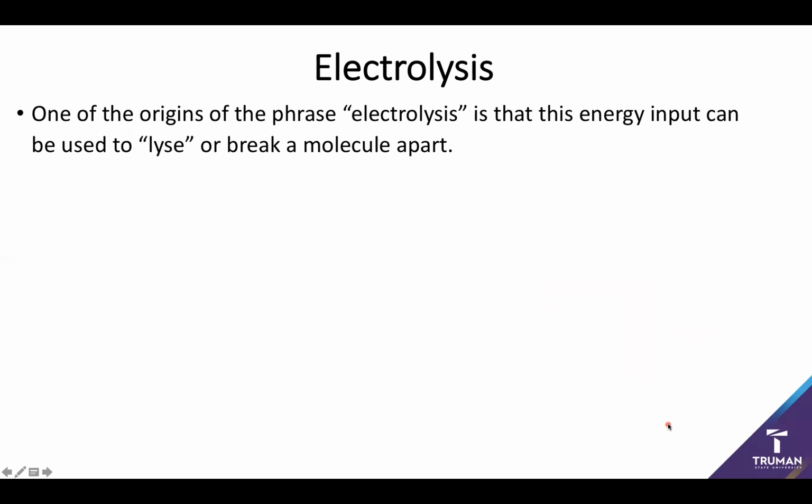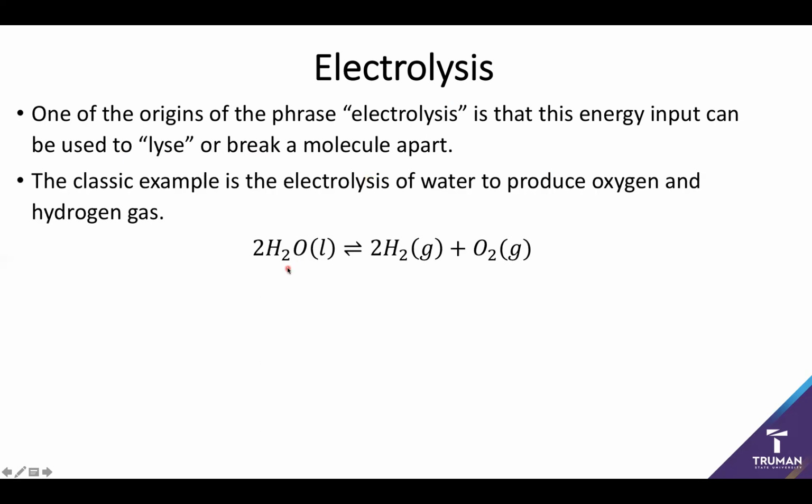Now, let's actually explain why we have electrolysis as an actual description for some of these energy consuming reactions. It comes from a very specific set of reactions, because electrolysis is the energy input that can be used to lyse or break a molecule apart. The classic molecule that was broken apart was water, because it turns out water is present in all of our electrochemical reactions, because so far we're assuming that we're transmitting the electricity through water. So in this case, this will be a common background reaction for a lot of other electrolysis reactions, where you're lysing or breaking apart this water molecule into hydrogen gas and oxygen gas.